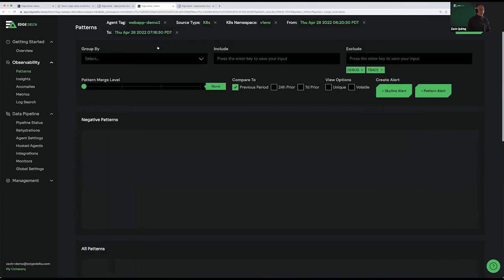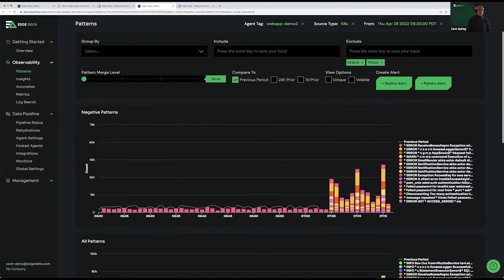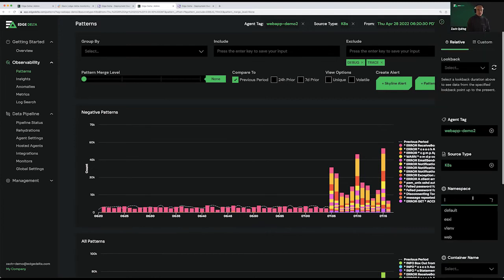But for example, here, if we go back to, I'm going to remove some of these filters and just say, hey, let's look at, in this case, the Kubernetes cluster level for this environment. So we can see all the namespaces, controllers, and things like that.